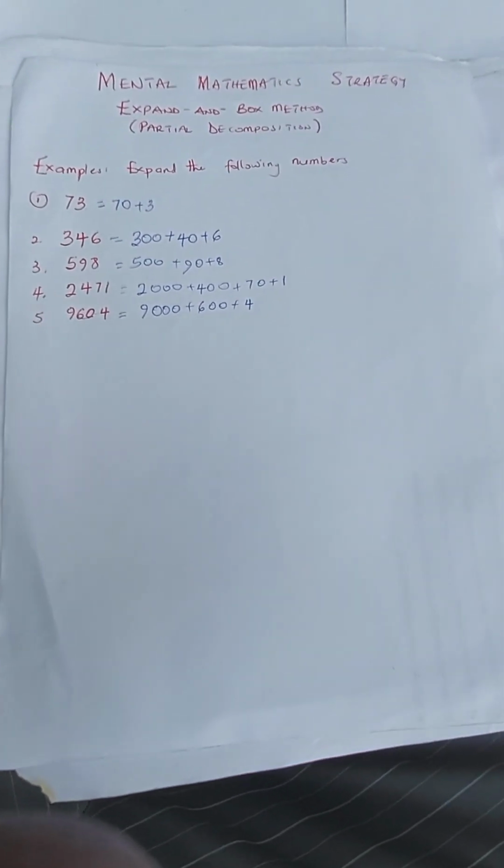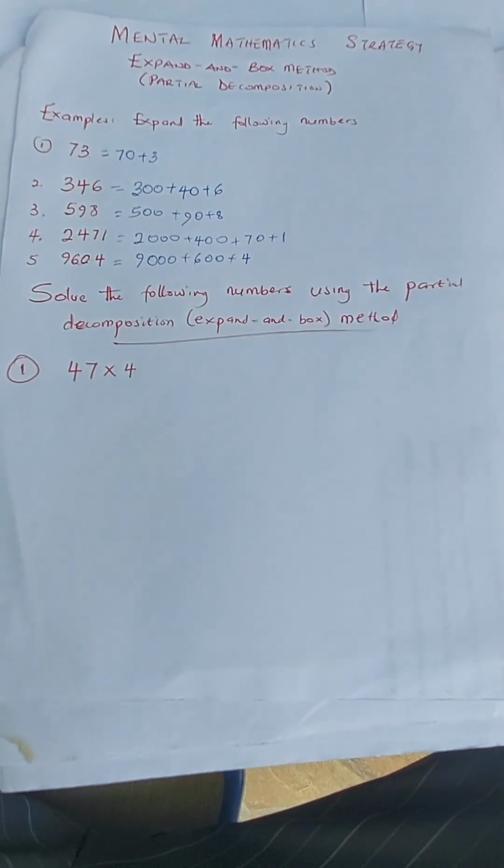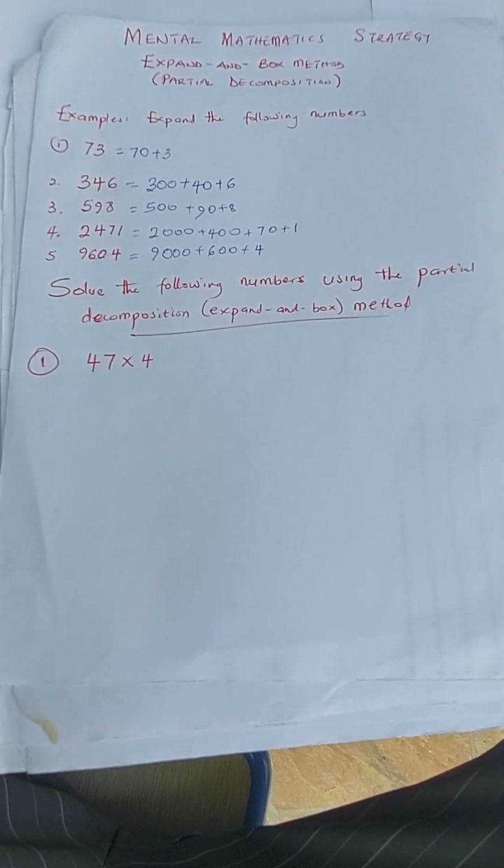Alright, so this is how to expand numbers. Now we are going to go to the main topic, the expand and box method. So let's take these examples. The example says solve the following using the partial decomposition or the expand and box method. We have 47 times 4.